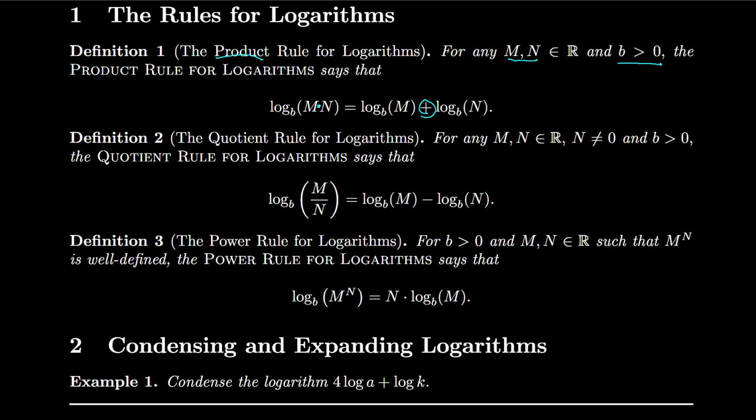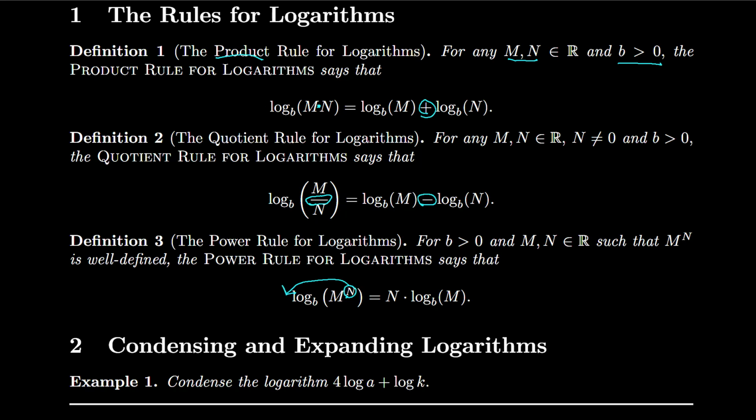The quotient rule says the exact same thing, except if it's a division on the input, it's a subtraction on the output. And then the power rule says that if you raise a number to another number inside of your log, and again, these can either one be algebraic expressions, you can just bring your power out front as a multiplication. And so you can think of this as sort of stepping down in a way.